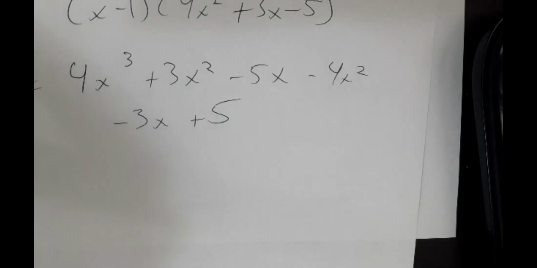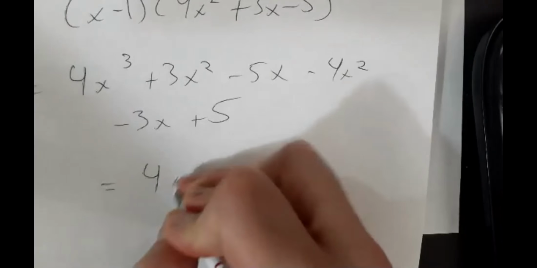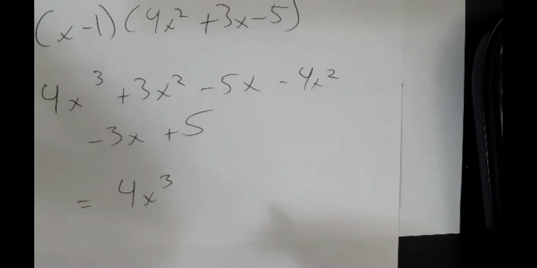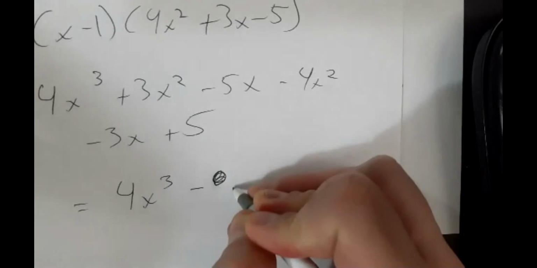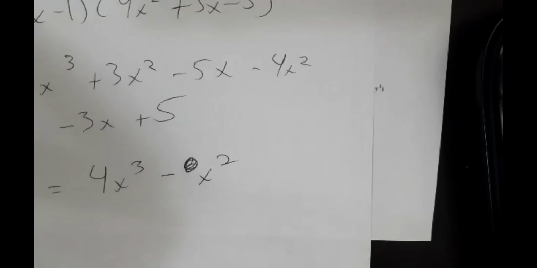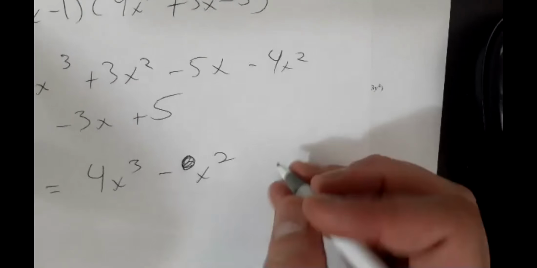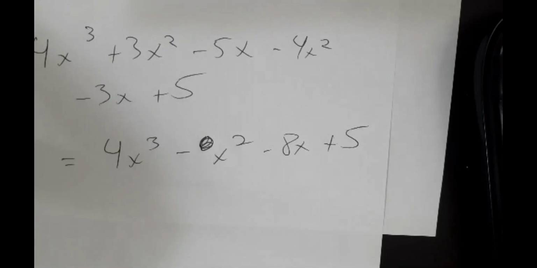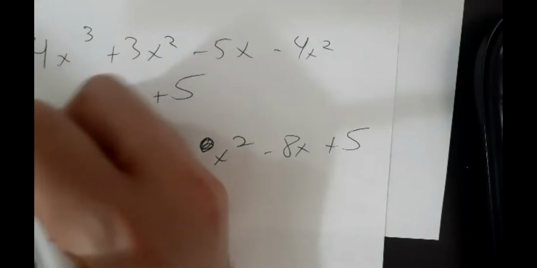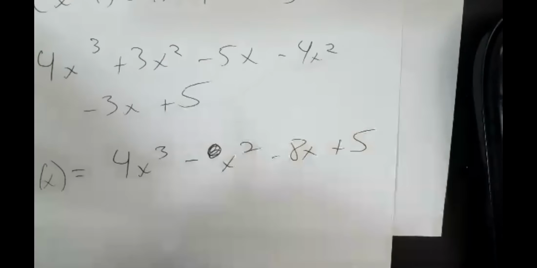So we're looking at this for like terms to combine. This is 4x to the third. Plus 3x squared minus 4x squared should be a minus, almost did the wrong thing, minus x squared. Minus 5 and minus 3 gives me a minus 8x, and I have a plus 5. So this is my function. This is part A, says f plus g of x is this thing.